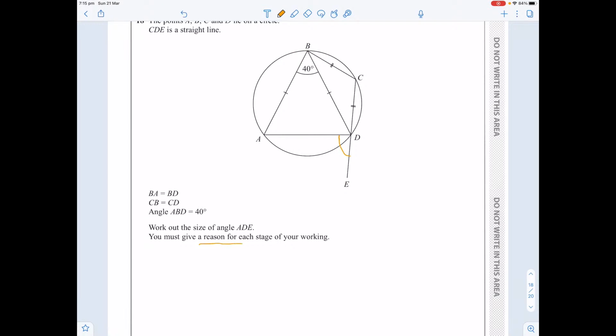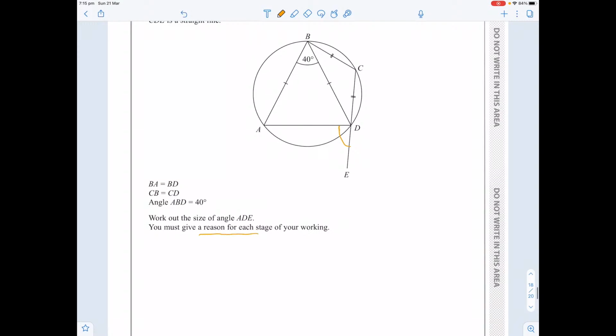Now it says you must give a reason for each stage of your working. This is very, very important because you won't get all of the marks if you don't do this. So we have triangle ABD, which is an isosceles triangle. In order to find out what these angles are, we're going to do 180 minus 40, and divide that by 2. That gives us 140 on our calculators, and then divided by 2 should give you 70 degrees. So this angle here is 70, and this angle here is also 70. All three of those should add up to 180.